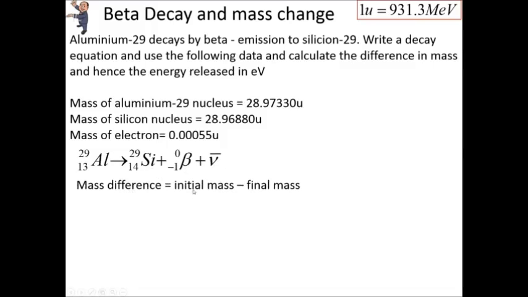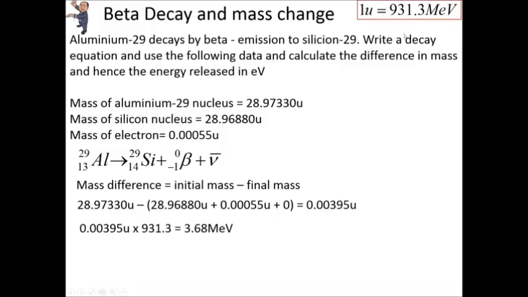Again, mass difference is initial mass minus final mass. So the initial mass is the aluminium, 28.97330, minus the silicon and the beta particle, the electron, and I've put in a 0. The mass of the neutrino is negligible, so we don't have to worry about that. If we put all that in our calculator, you should get a mass difference of 0.00395 U, and then we can use our conversion, multiply it by 931.3 to give us an answer of 3.68 mega electron volts.